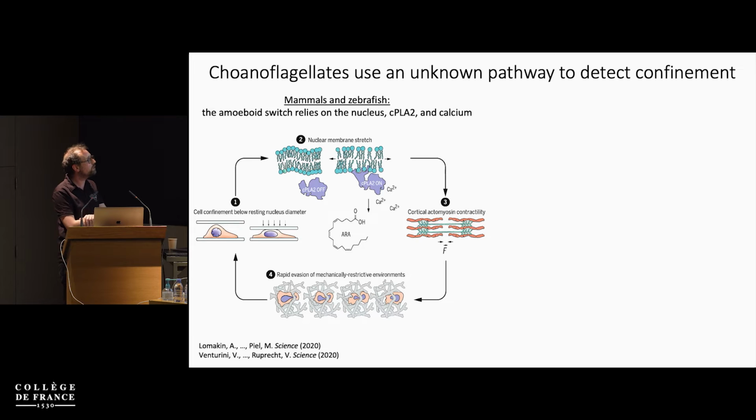Interestingly, we know this cannot be true in Koinos because, first of all, they don't have cPLA2. It appeared only in a subset of animals. You find it all the way back to cnidarians, but even sponges don't have it. So it's an innovation that appeared during animal evolution.